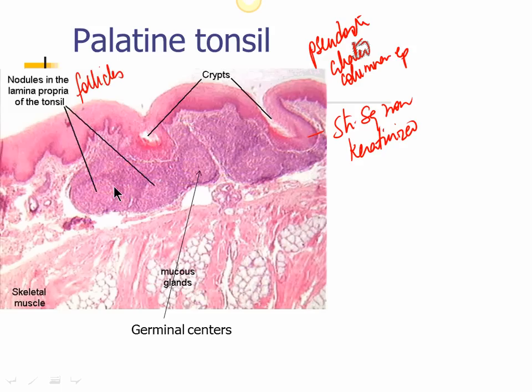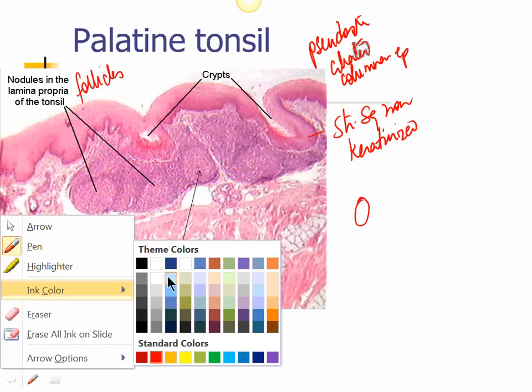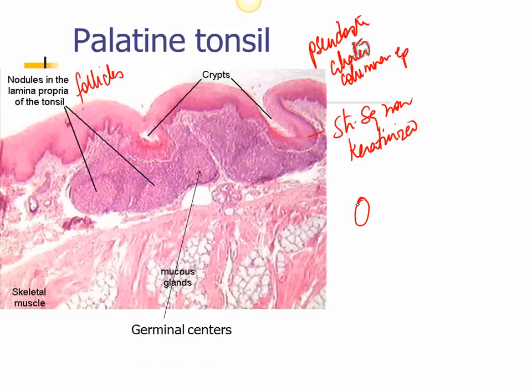And since tonsils tend to get infected very often, what you'll have in the lymph follicle is a central area which might be lighter staining. So you can see this central area here is lighter staining. That is known as the germinal center. The reason the germinal center is lighter staining is because, if you remember, lymphocytes were cells which had very little cytoplasm. They mainly had a nucleus, and the nucleus was dark blue, purplish in color.